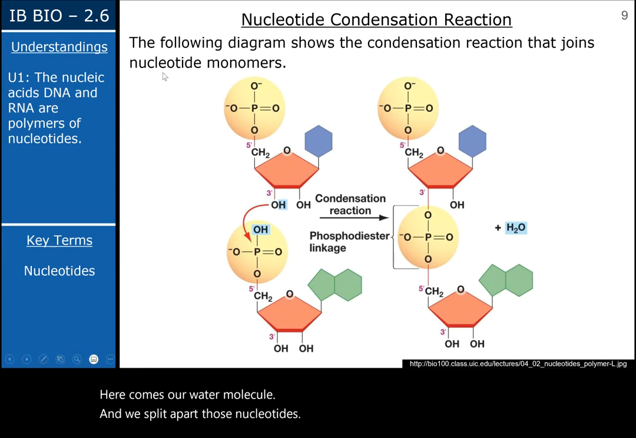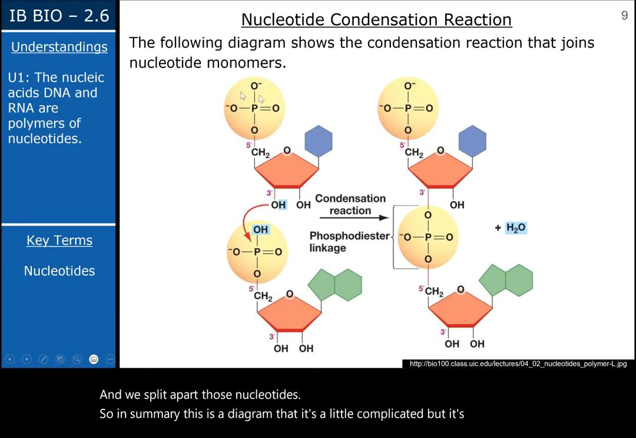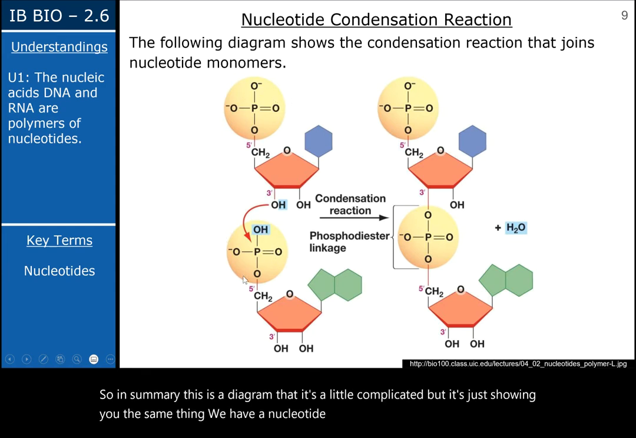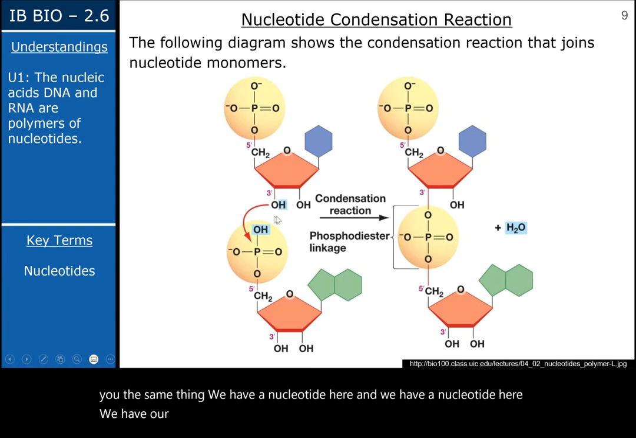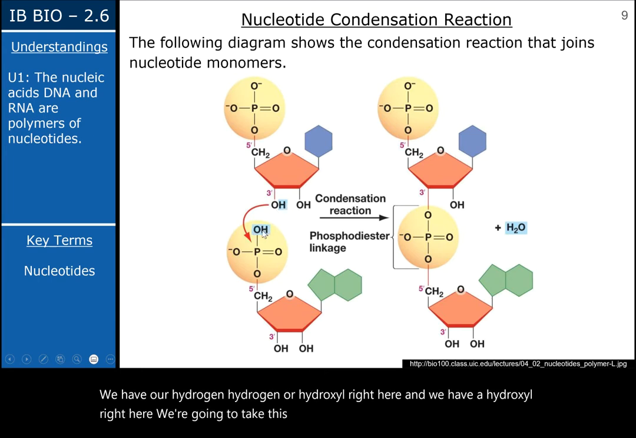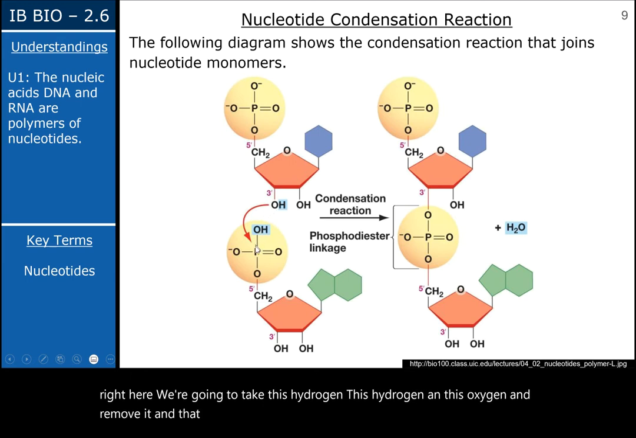So in summary, this is a diagram. It's a little complicated, but it's just showing you the same thing. We have a nucleotide here, and we have a nucleotide here. We have our hydrogen, our hydroxyl right here, and we have a hydroxyl right here. We're going to take this hydrogen and this oxygen and remove it. And that way, this oxygen can bond with the phosphate here, and we're going to create that link. And that's a phosphodiester linkage.